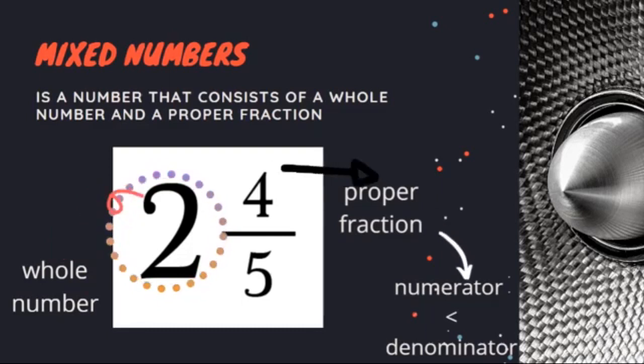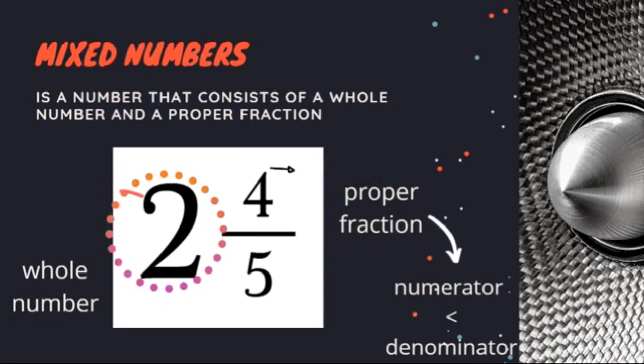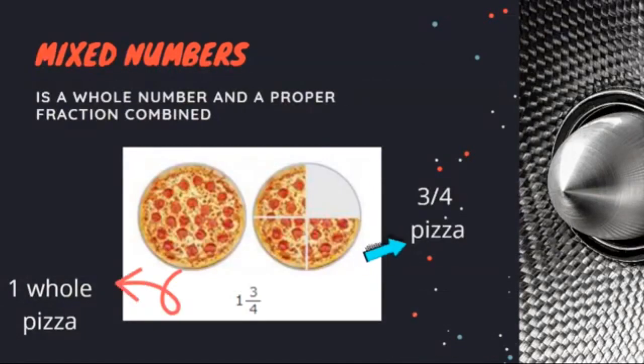What if the numerator is bigger than the denominator? What do we call it? We call it an improper fraction. Now let's see the other example. 1 3 over 4. So number 1 is a whole number and 3 over 4 is a proper fraction. If we use the pizza illustration, we have 1 whole pizza and 3 over 4 pizza.